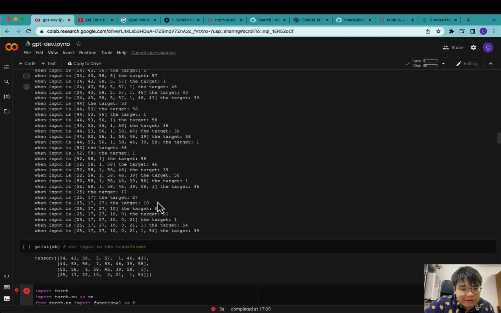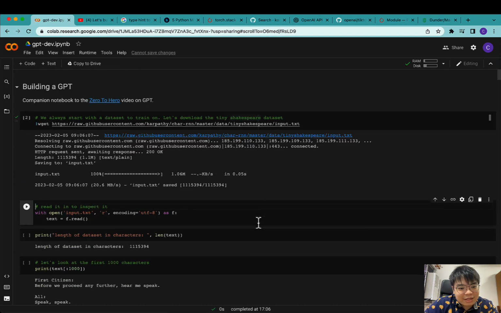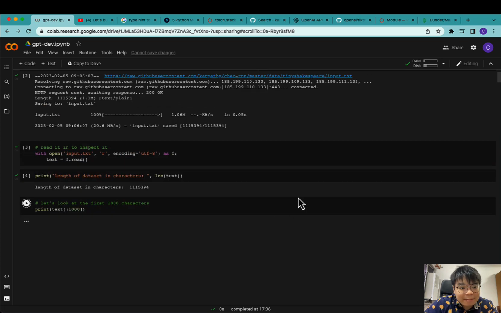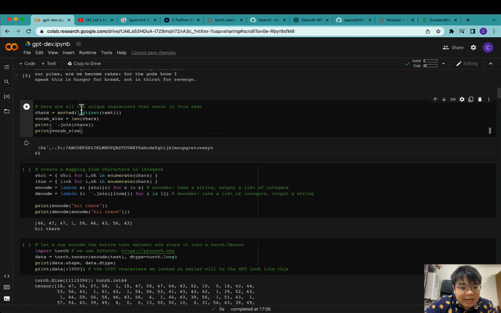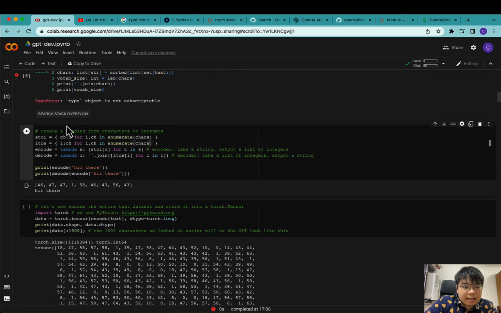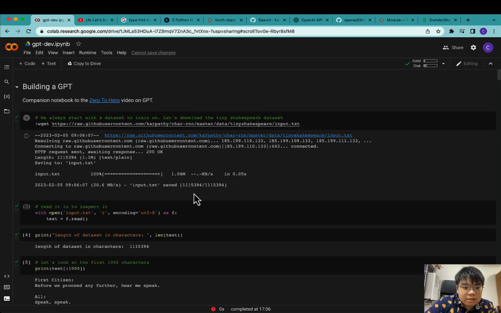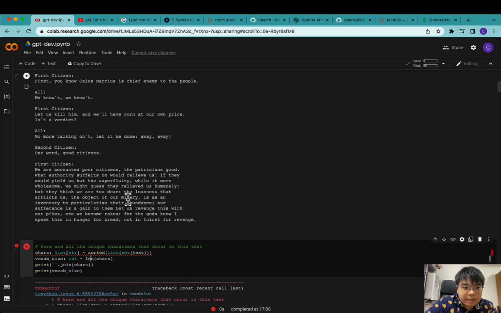Vocab size is not defined. I guess because I haven't loaded everything from scratch, so I'm missing that vocabulary size variable. So yeah, here we are. I was missing this, and this is really a list of strings, I guess. Okay, and type object is not subscriptable. What is this?